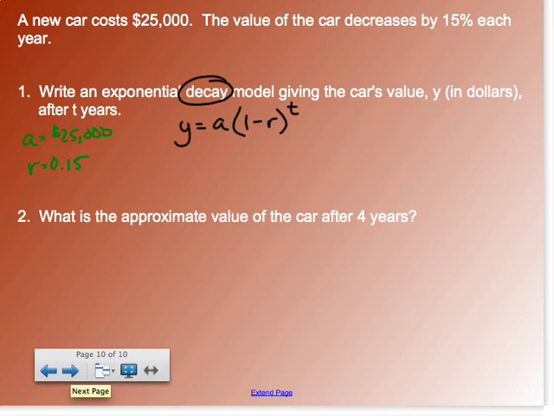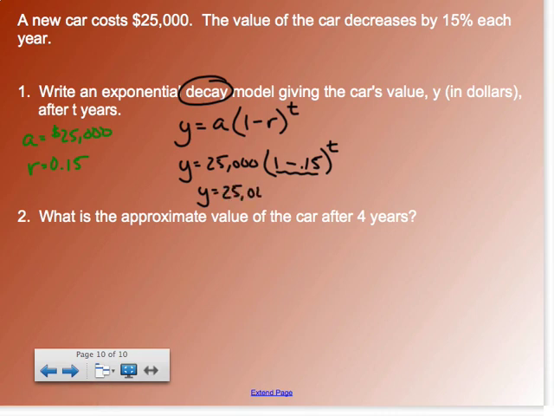And then I want to leave t in there because I want to write a generic model. I don't want us to do a specific time. So I want to leave y, which is my value, in terms of t, which is years. If I plug in what I know, my model looks something like this: y equals $25,000 times 1 minus 0.15, all raised to the t. Similar to the growth model, there's something to simplify in there, and it's the parentheses. My new model is y equals 25,000 times 0.85 to the t.